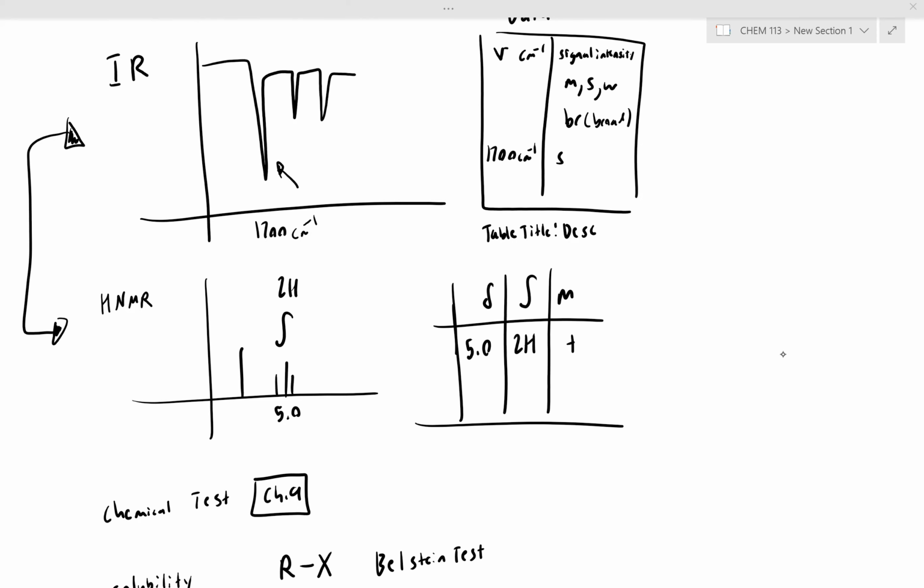So are we analyzing both IR and HNMR for the reactant product? For the reactant and product compared to your experimental IR and NMR spectra. That is correct.